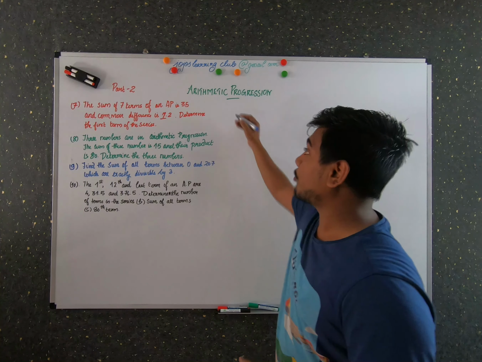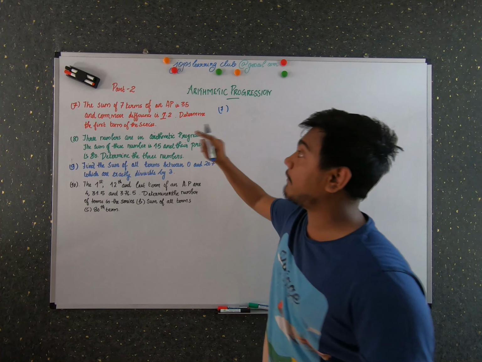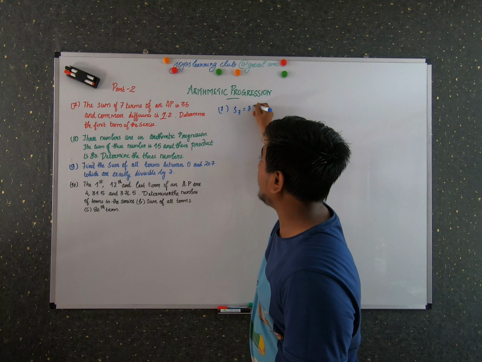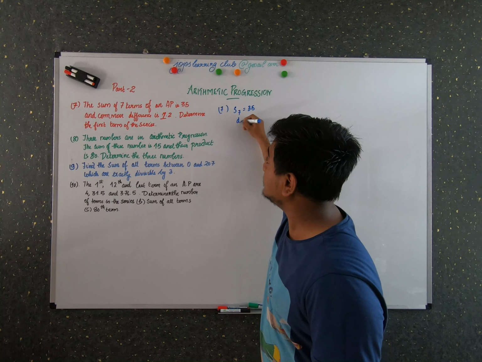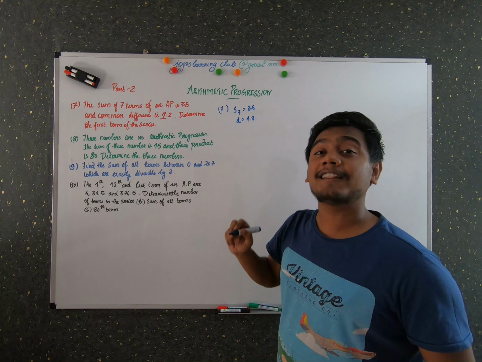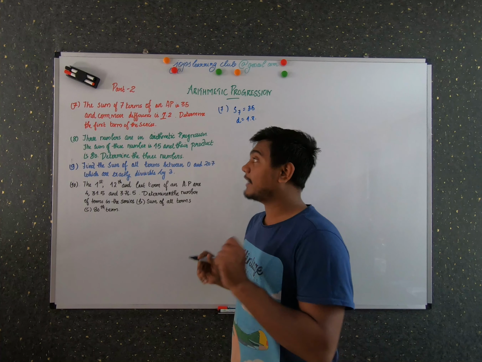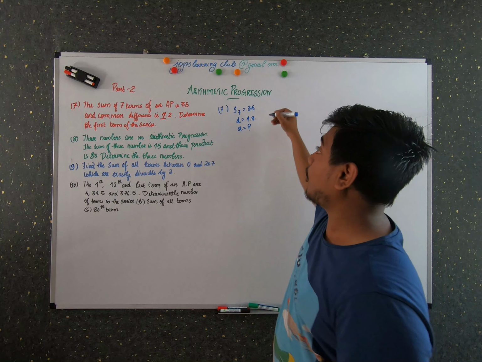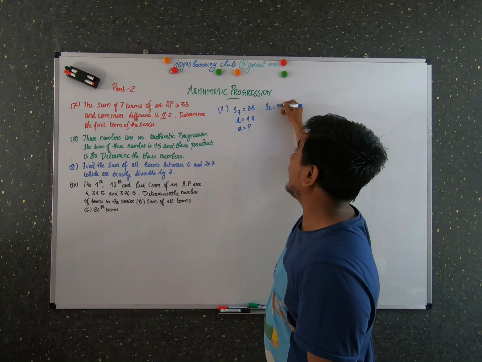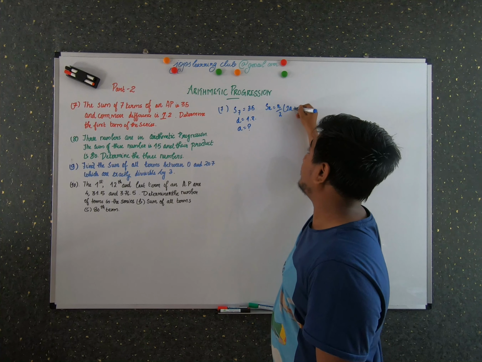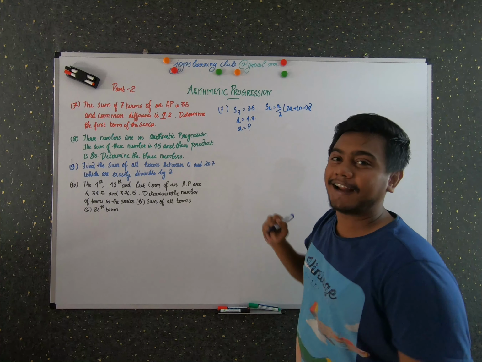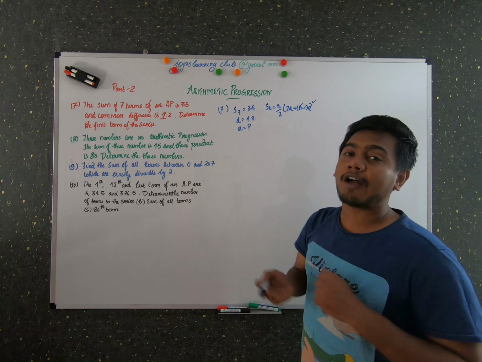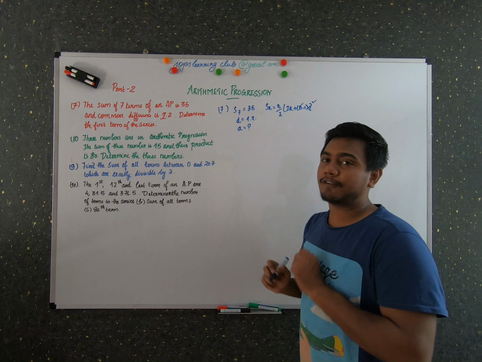So what is the first problem saying? The sum of 7 terms of an AP is 35. So S7 is already given as 35, and the common difference d is equal to 1.2. Determine the first term of the series. So we have to find the first term, that is a, of the series. We know the formula for Sn: n by 2 into 2a plus n minus 1 into d. We also know the values of d and n here, so you just have to substitute and find the value of a.